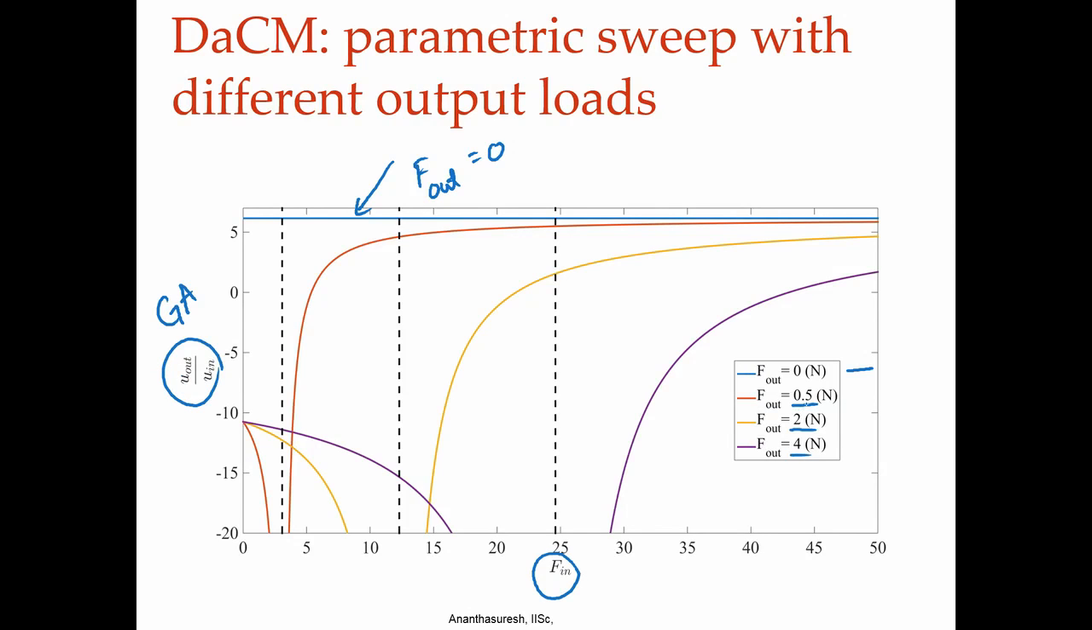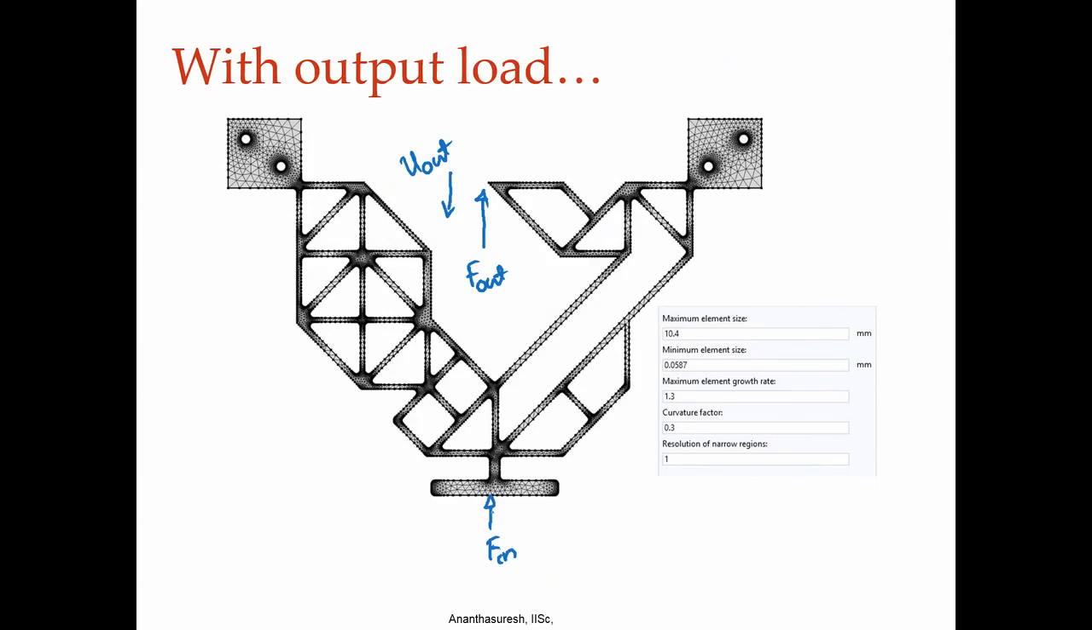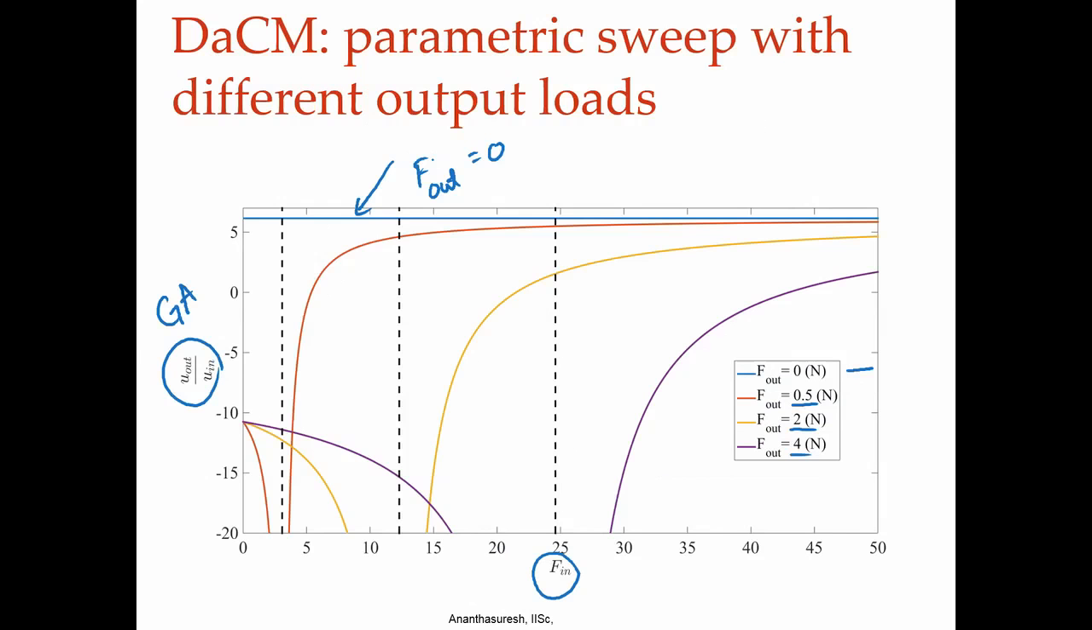But when I have 0.5 newtons, initially U out will be in the wrong direction, because if you go back and look at this, since there is output load also, when F in is low, it is actually going to move up, meaning U out is going to be negative. That is why this actually comes down. At some point U in is going to be 0, because F in is increasing, that is why it goes to infinity, comes back and eventually catches up and becomes close to what we have.